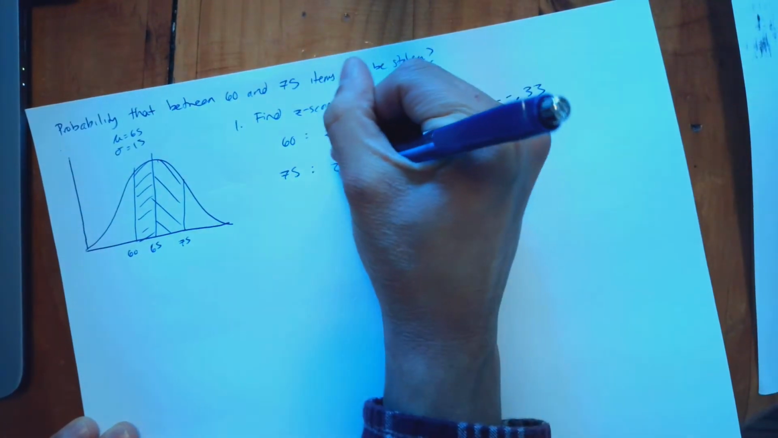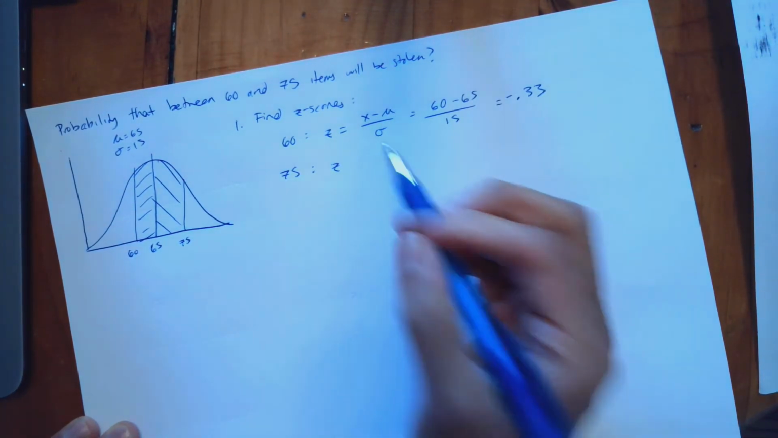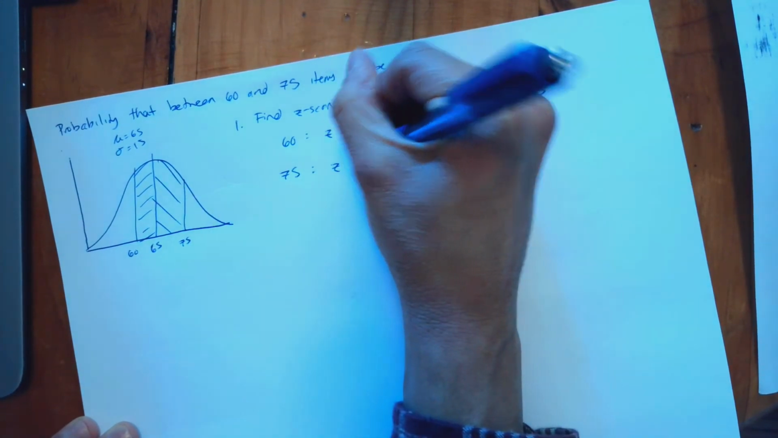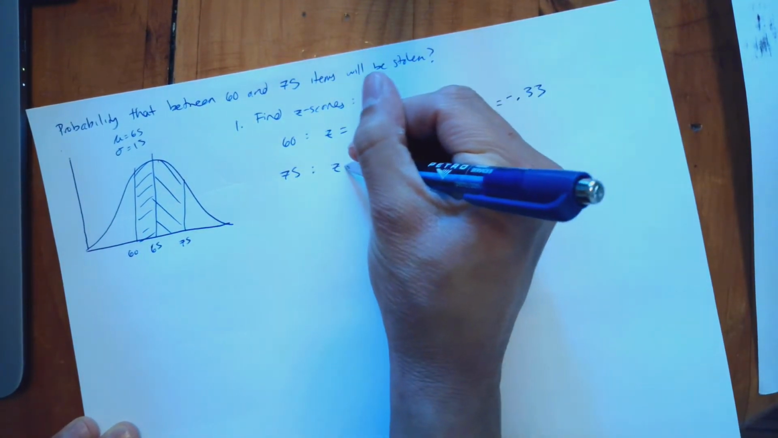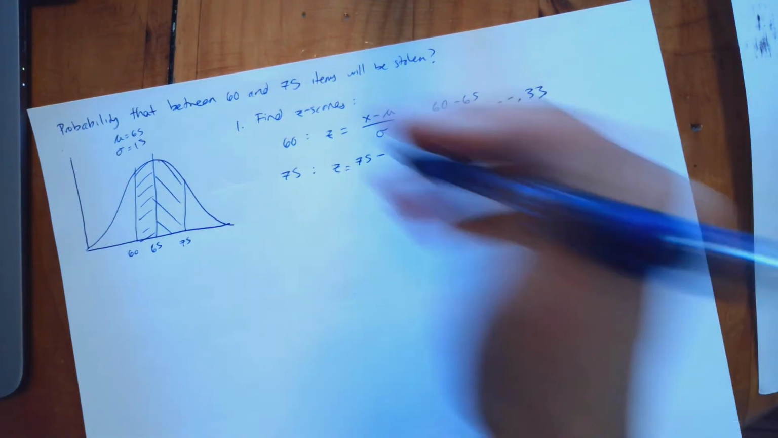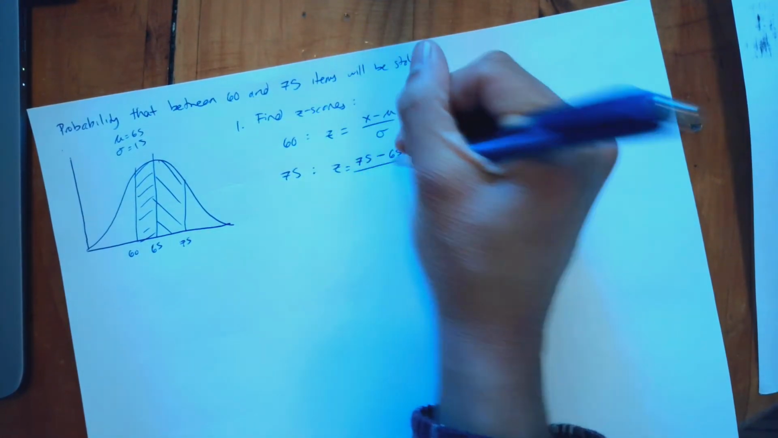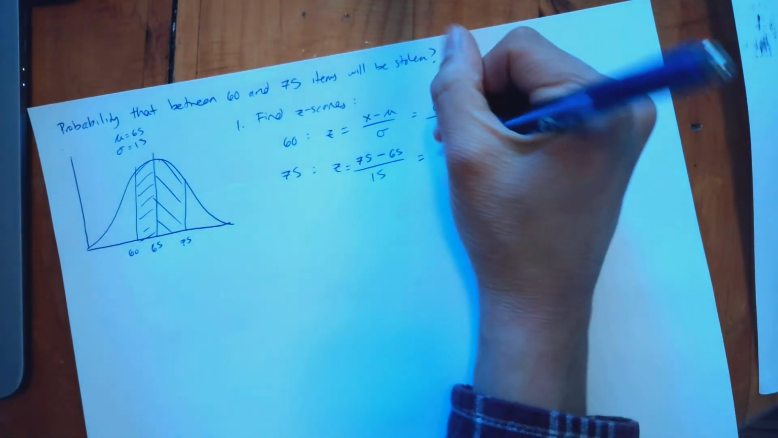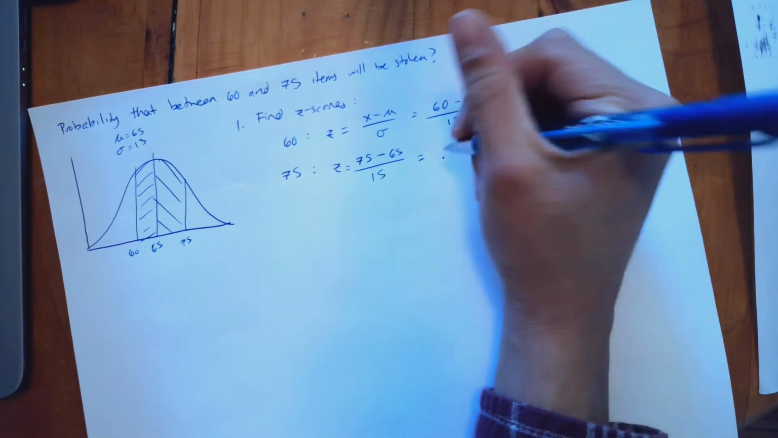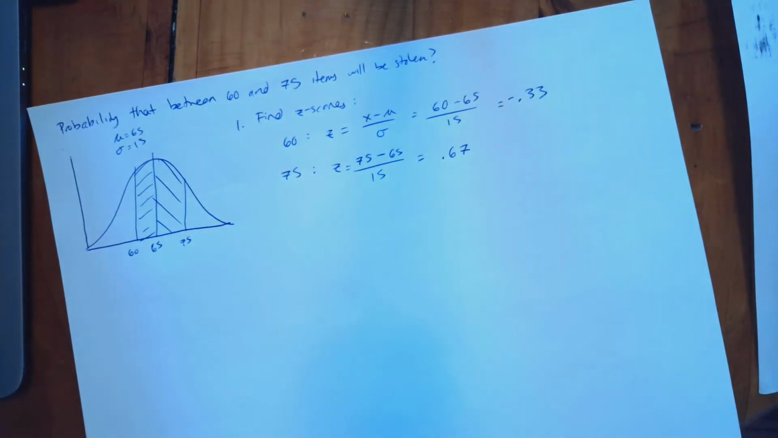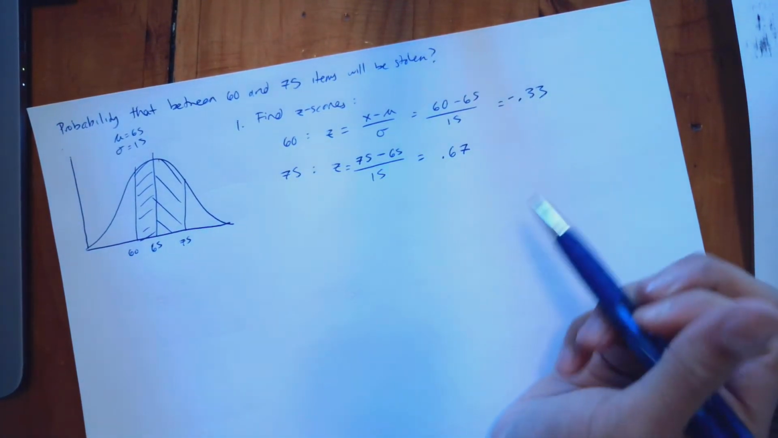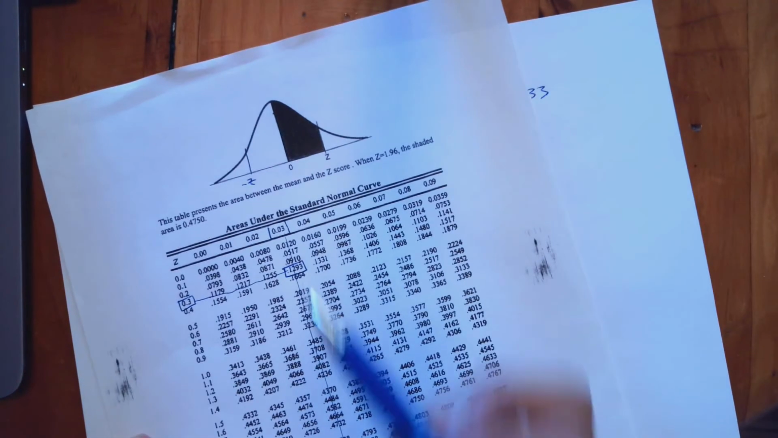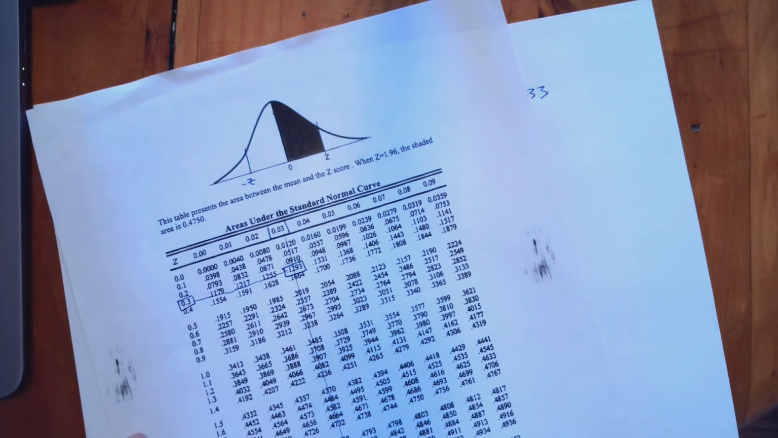For 75, we have z is equal to x minus mu over sigma, so we have 75 for our x. So z is equal to 75 minus 65 over 15. And if you do this math out, you're going to get a value of 0.67. And for these, if you're using the z-table in particular, it's generally helpful to round to 2 digits, since that's how far out these are graded in the table.